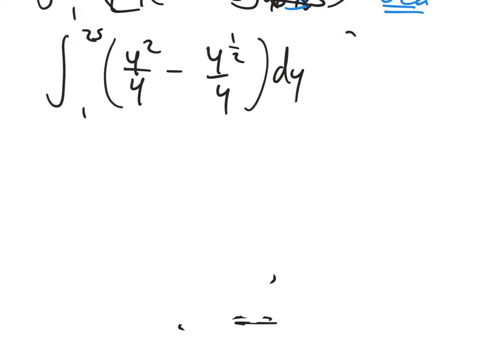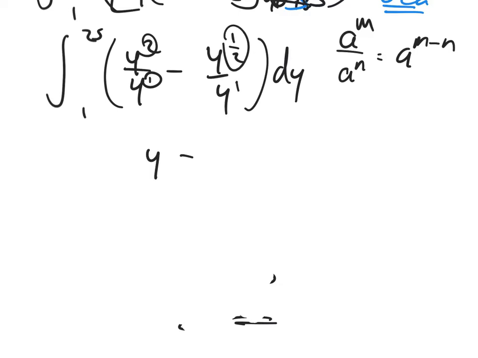Okay, so using the rule of indices, a to the power m divided by a to the power n is a to the power m minus n. I can then continue to tidy up. So y, remember, is just y to the 1. So 2 take away 1, that will just be y to the 1, y. Okay, and then remember the power there is 1, so there's a half take away 1, which is y to the minus 1/2. Okay, now I'm in a position to integrate.